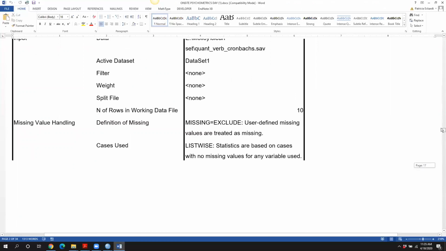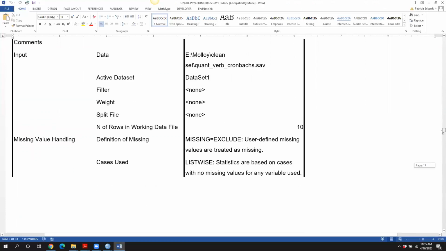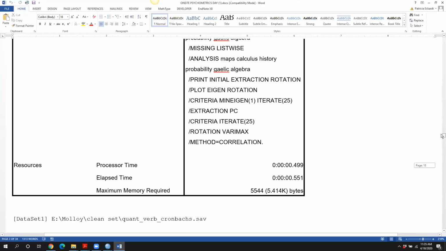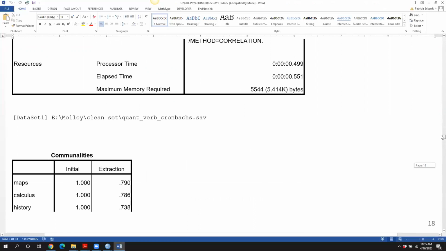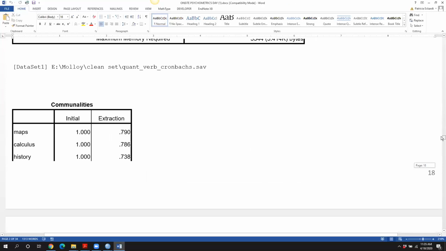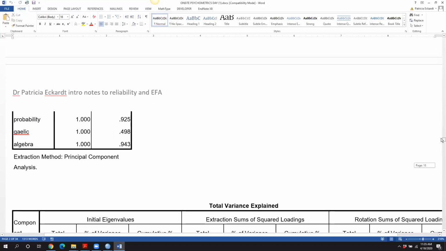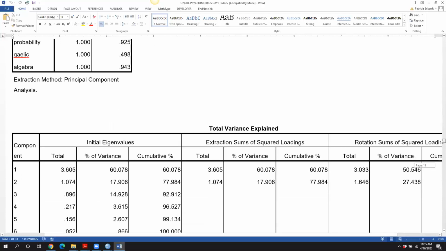All right, so here you just get the output telling you what you ran, kind of like your syntax, right? It gives you your syntax, when you ran it, what data set you used to do it. It's going to give you something called communalities, which tells you how much the underlying factor is part of each of the variables.